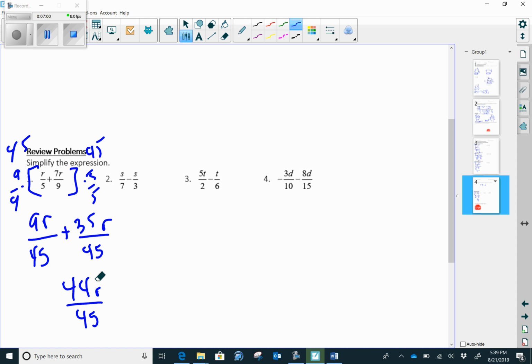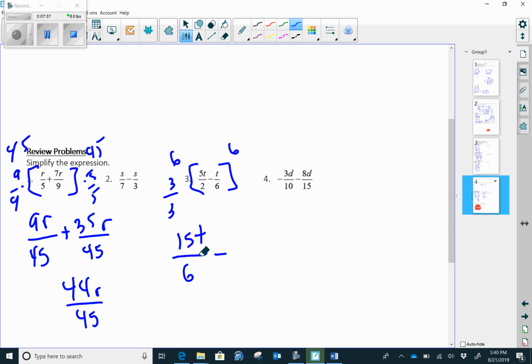Now I'm going to do question number 3. 5t/2 subtracting t/6. Same thing. What is the LCD of 2 and 6? That would be 6. So what do I have to multiply 2 by to get to 6? 3. So I'm multiplying 3/3. Whatever you do to the denominator, you must do to the numerator. So now I'm renaming the expression, so that would be 15t over 6, subtracting.